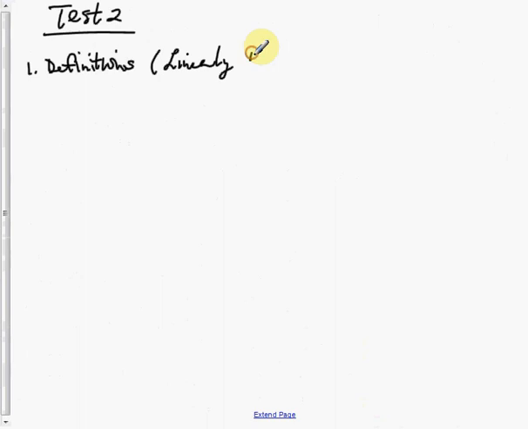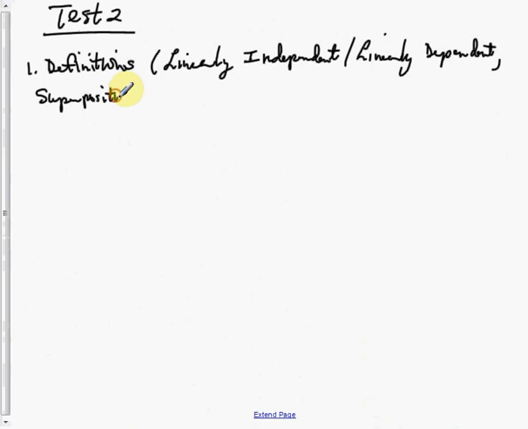Test number two. So problem one would consist of definitions. And so here, you want to make sure you know the definitions for linearly independent, linearly dependent, superposition principle, here for the homogeneous, in the non-homogeneous.